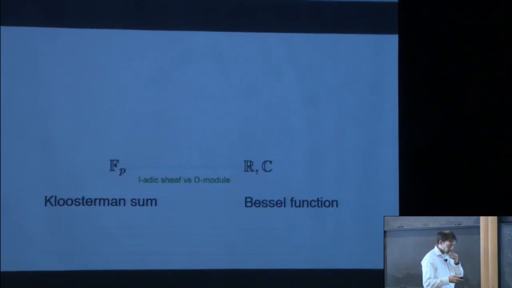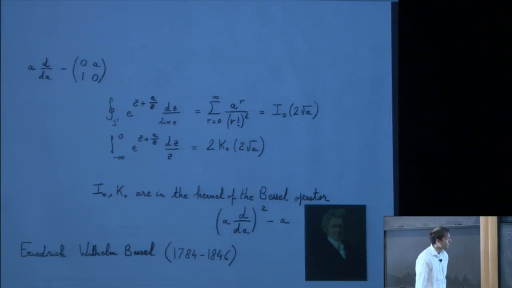Now let's push this a little bit further. These Kloosterman sums were defined over finite fields, F_p. There is a well-known analogy between sums and integrals, differential equations and l-adic sheaves, and from Kloosterman you get Bessel. Let me explain this, first reminding you what a Bessel function is.